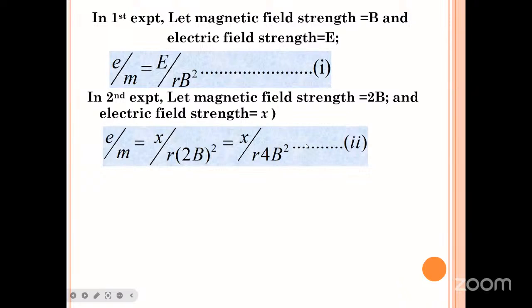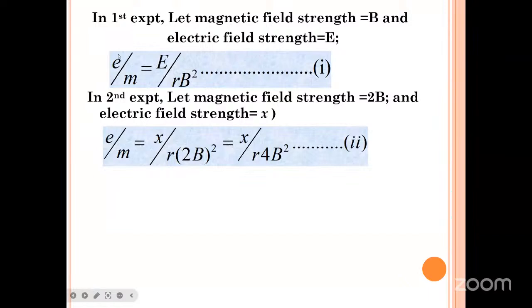So, like I said, you will now have 2B. If we put it inside the equation, the same thing: electric field strength X over the magnetic field strength squared multiplied by R. So you see that. E over M in the first experiment, the ray passed through without deflection. In the second experiment, the rays also pass through without deflection, as long as we can define what X is and what B is.